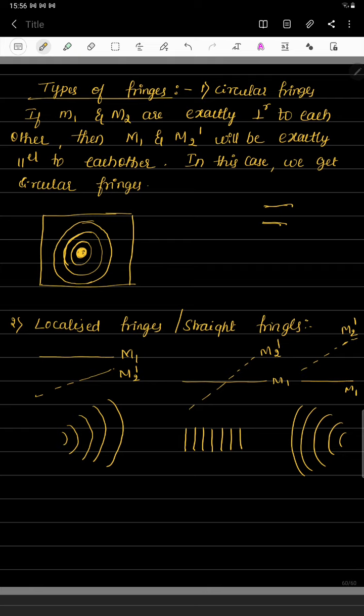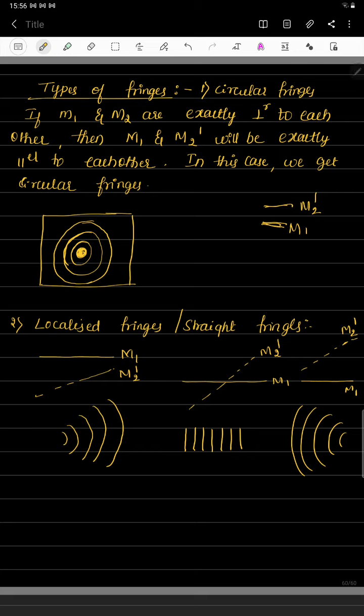Because of this, what you are going to see is circular fringes, that is, concentric alternate bright and dark fringes you can see in the telescope. So this is the condition. If M1 and M2 dash coincide with each other, then nothing you are going to see, darkness will be there in the telescope. Then the second type of fringes you are going to see is localized fringes or straight fringes.